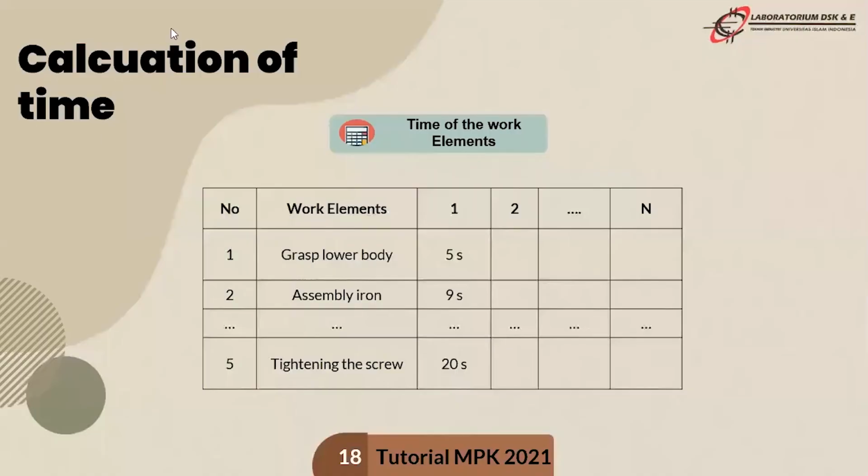Now we move to the calculation of time. We can see in this slide there is a table that indicates the time of the work elements. If you can see, there are 5 work elements. The first is grab lower body, second is assembly iron, and the last is tightening the screw. This column represents how long the worker takes to do the job for each element, and the N itself is the number of observation data.